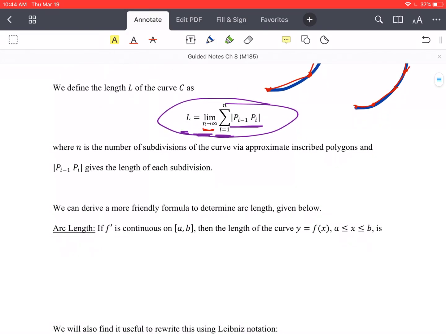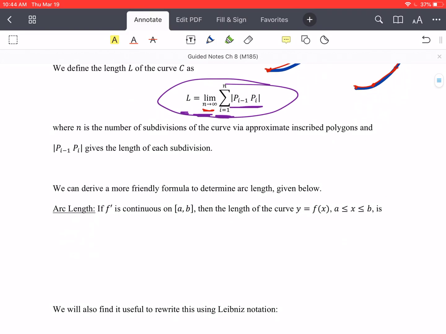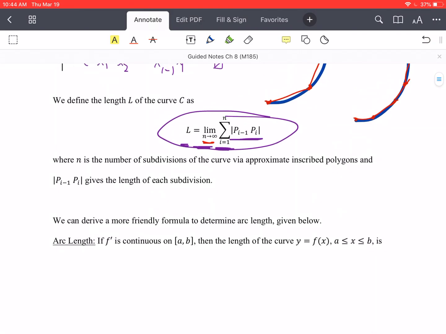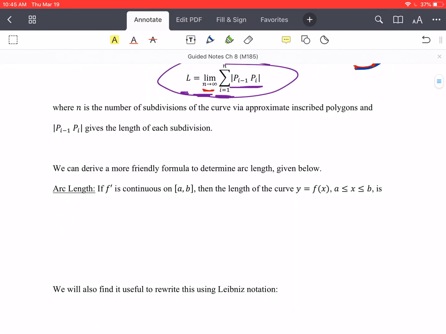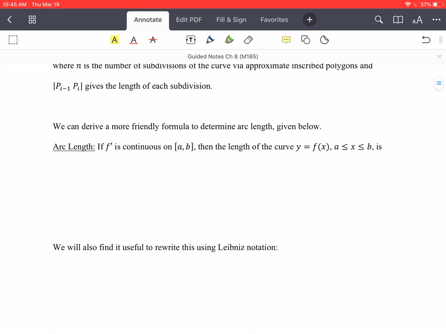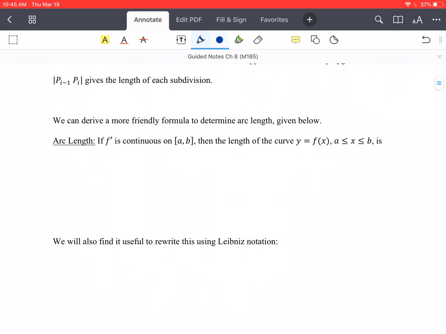Now, this is similar to how we've done integration and derivatives and all that stuff in the past. We derive the formula here that we look at analytically. However, that's not the one we want to use when we're actually computing arc length. So we can derive a more friendly formula for arc length that incorporates the concept of an integral.